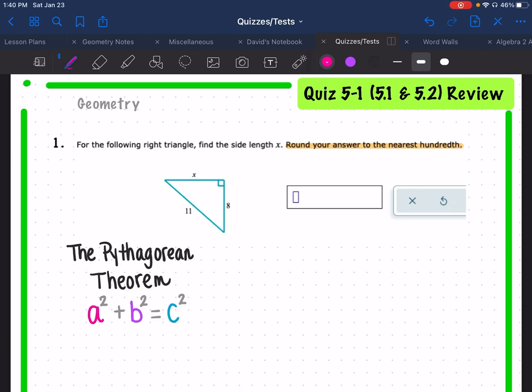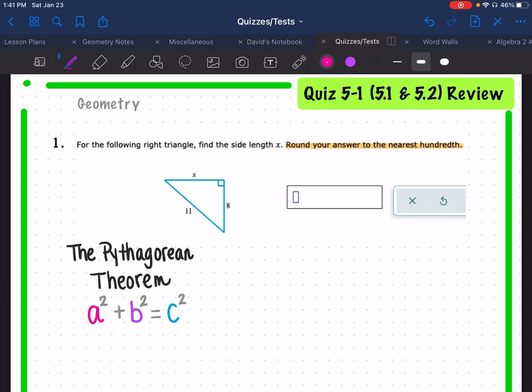Today's video is to help you with your quiz since I will not be able to do the review for you today. So I'm going to walk you through the 5 questions that are on today's quiz. The first one is to find, for the following right triangle, the length of side x. And it's asking you to round your answer to the nearest hundredth.